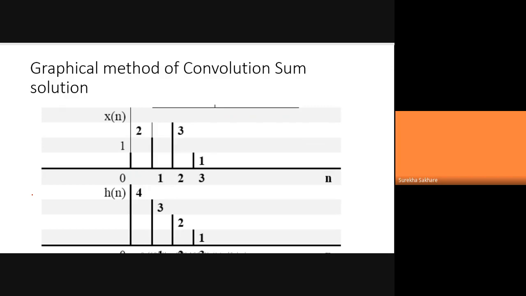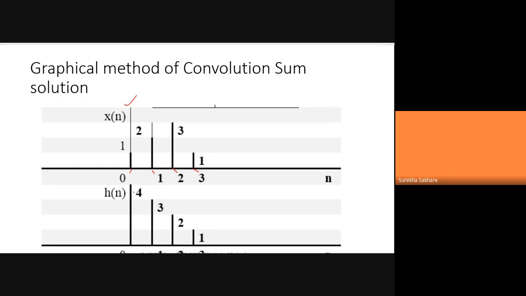Now you might be remembering the graphical method of convolution sum solution. I have generated this from the drawing. I have x of n. This is the 0 value. This is the 1 value. Sorry for the drawing because I could not go for the coordination. This is the 2 and this is the value at 3. Just see that: 1, 2, 3, 1. Are the samples clear?